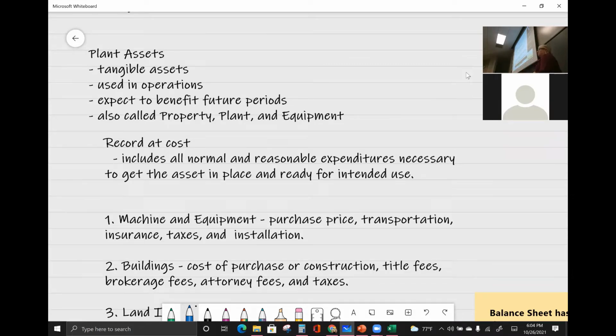We're going to focus on tangible assets, things that you can see and touch, like machines, buildings, land improvements. We'll go through that. Anything that we use in operations would be considered one of our assets. So if we have a business and we have equipment that helps us manufacture shirts, and that's all we do is produce these shirts, with different sayings on them, and sell them off to wholesalers.